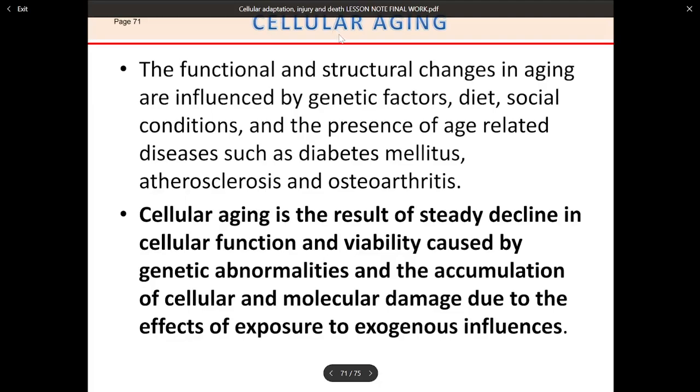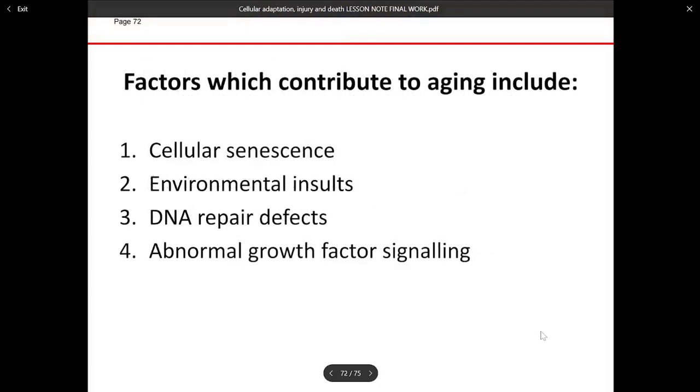Now, cellular aging. The functional and structural changes in aging are influenced by genetic factors, diet, social conditions, and the presence of age-related diseases such as diabetes mellitus, atherosclerosis, and osteoarthritis. Cellular aging is a result of a steady decline in cellular function and viability caused by genetic abnormalities and the accumulation of cellular and molecular damage due to the effect of exposure to exogenous influences.